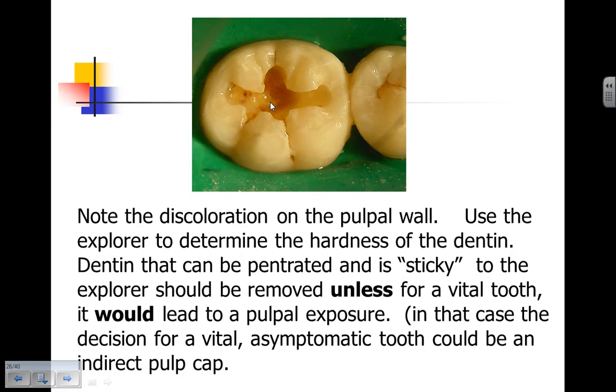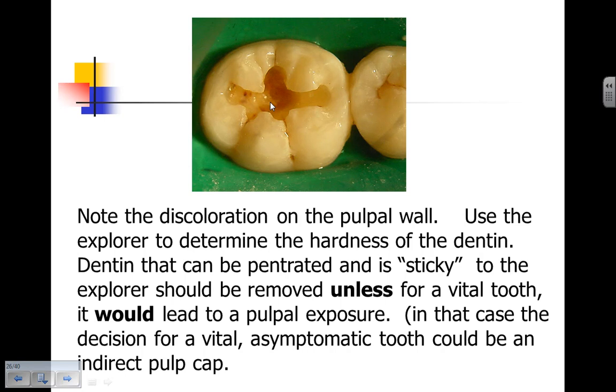We can know our depth by taking a periodontal probe, comparing the depth to the cavosurface margin, and looking at the radiograph and comparing that depth and the extensions of the carious lesion relative to the pulp chamber.